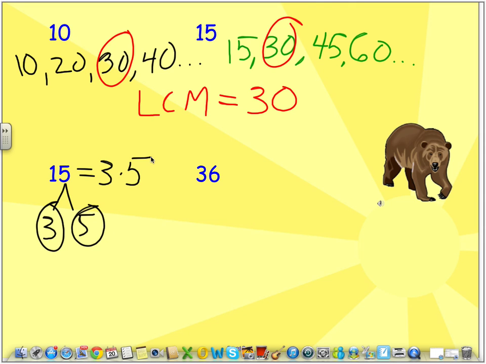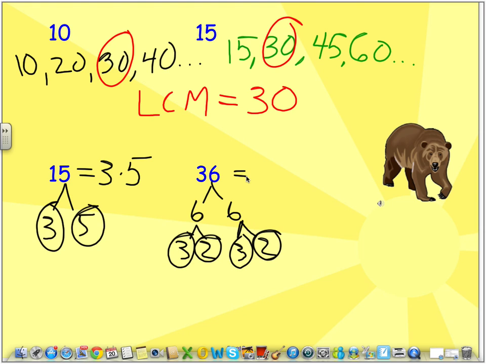15 is 3 times 5, 36 is 2 squared times 3 squared. Okay, so now to find the least common multiple, or the multiple that they have in common, it's going to be very different from the GCF. I'm looking for a number that both of these numbers go into, that 15 goes into and 36 goes into. So I'm listing all the factors without the overlap this time.